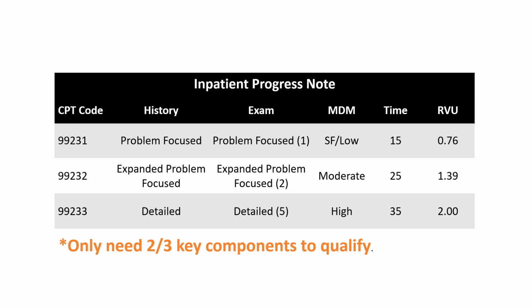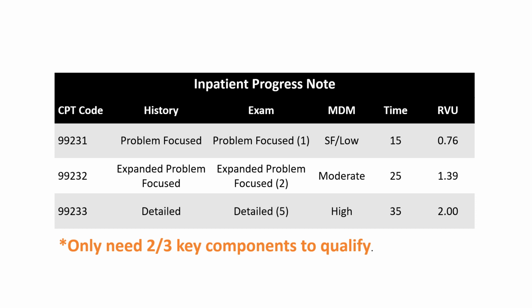The times where I will bill a level 3 inpatient progress note are time-based. So like I was saying before, let's say I have to do a de-escalation of care or a DNR talk with a family and it takes 55 minutes, then I'm going to bill that 99233, and I'm going to bill that based on time, even though from a component standpoint, it was probably a 99232.